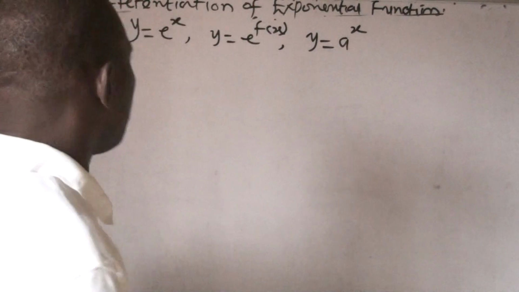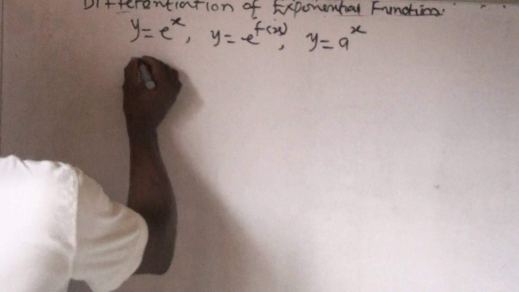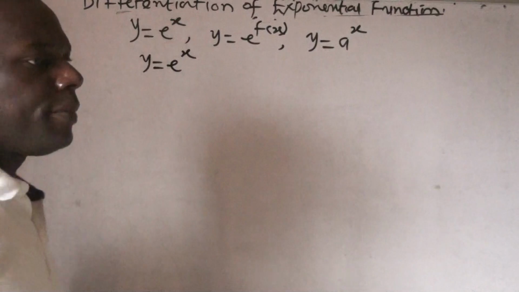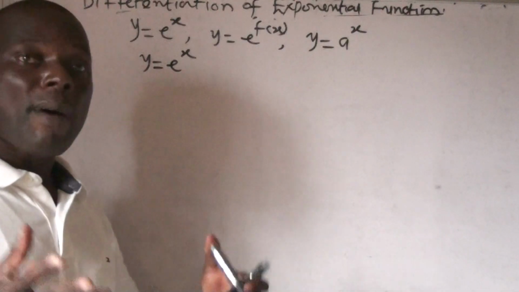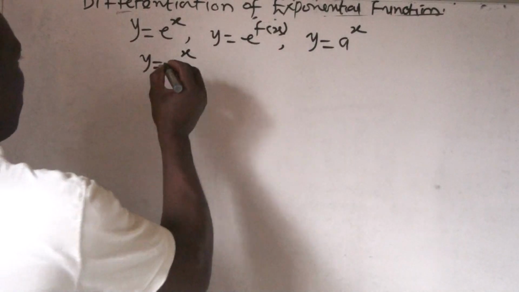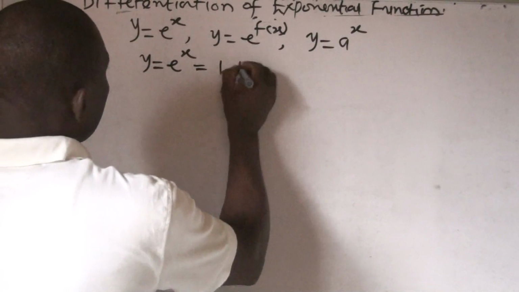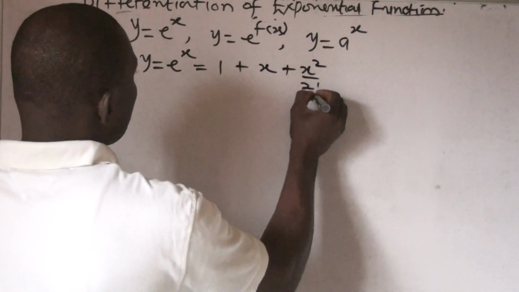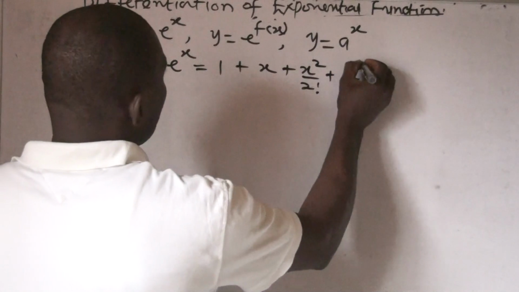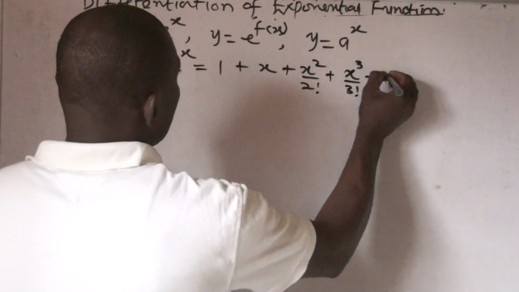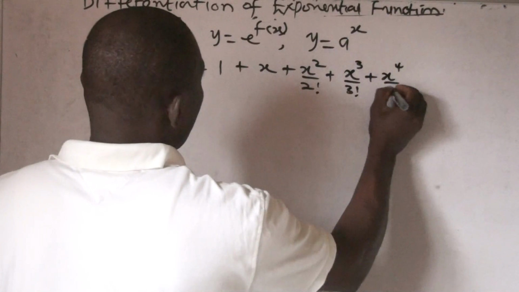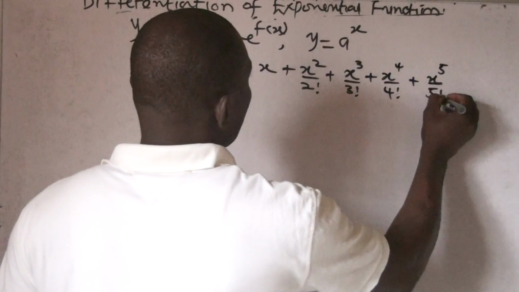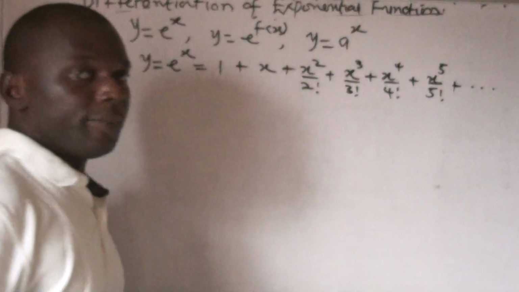Okay, here in this first function, if we have y is equal to e raised to power x, if we look at the power series associated with this number, it is 1 plus x plus x squared over 2 factorial plus x cubed over 3 factorial plus x raised to power 4 over 4 factorial plus x raised to power 5 over 5 factorial, till infinity.